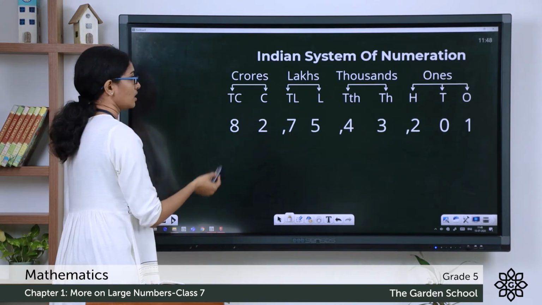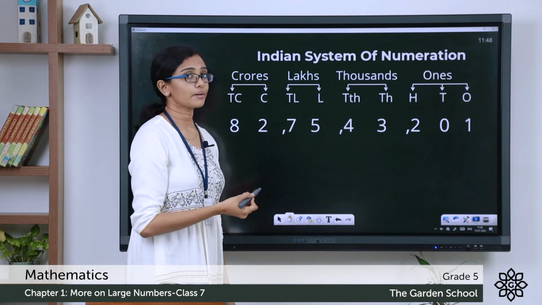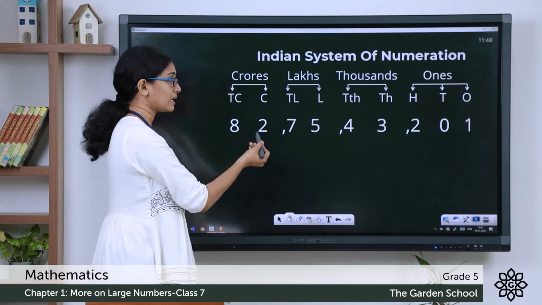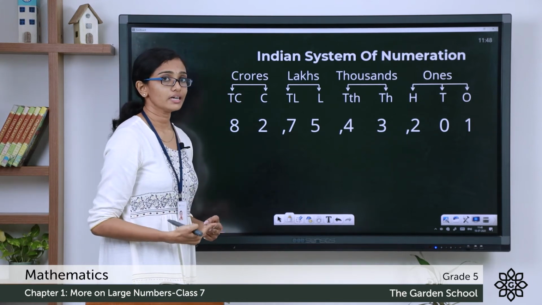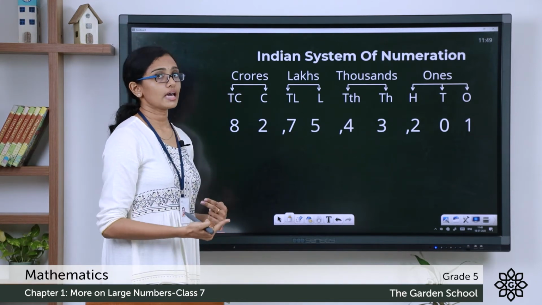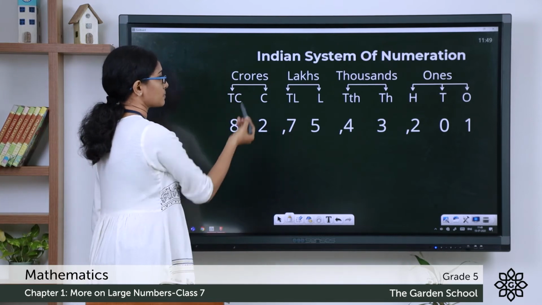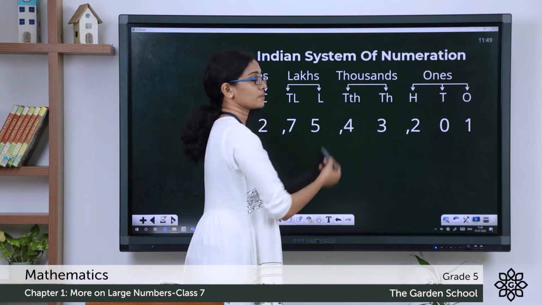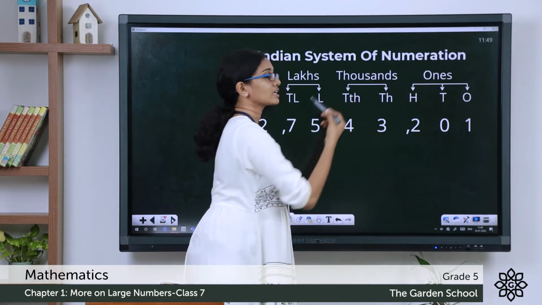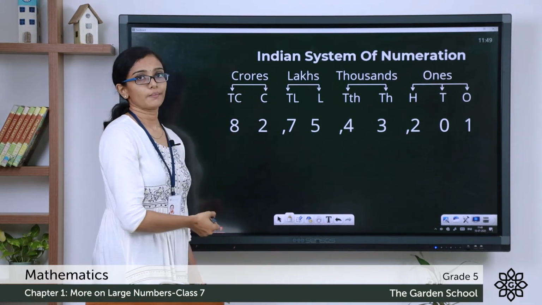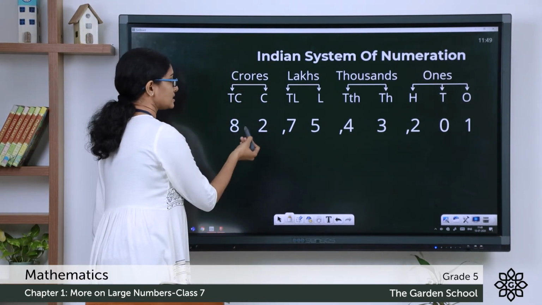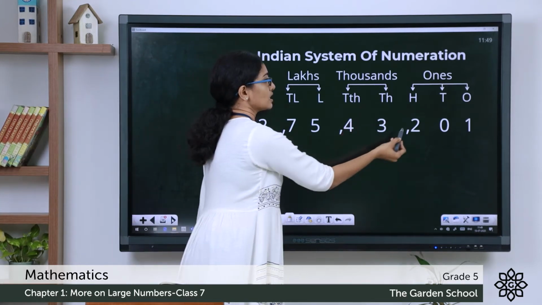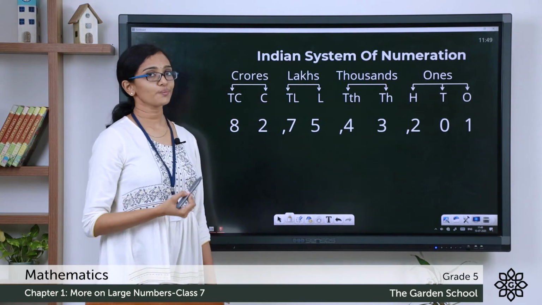Now, how do we read this number? We read the number according to the place values of its digits. All the digits that come under the same period are always read together, and the name of the period is read alongside. So these two digits come under this period, these 2 digits come under this period, and these 3 digits come under this period. So let's read this number. It is 82 crore, 75 lakh, 43,201. I hope this is clear to you.